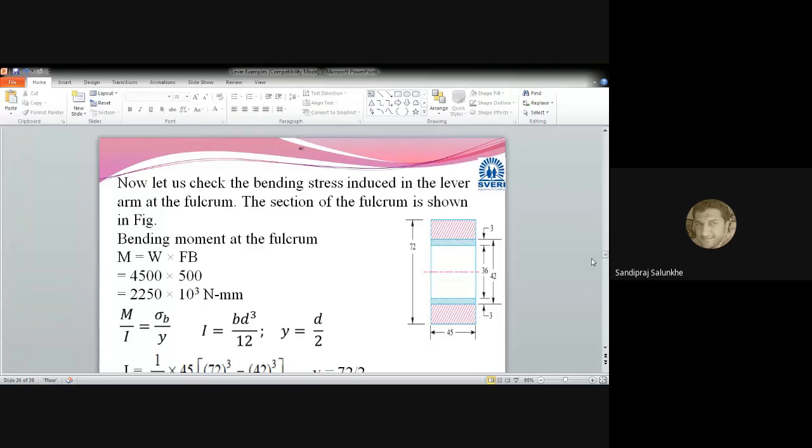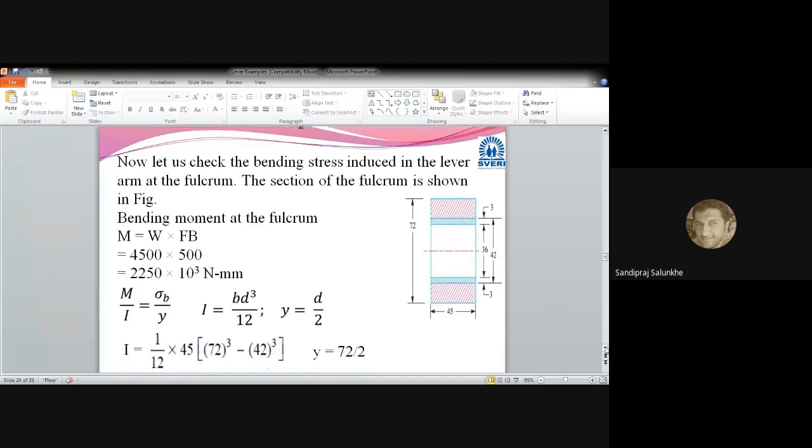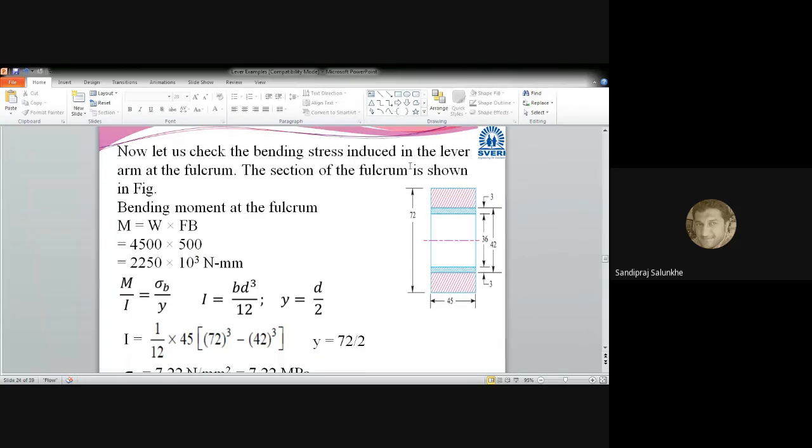Then afterwards we have checked the bearing and bending stresses in the pin, or we were about to calculate the bending stress.